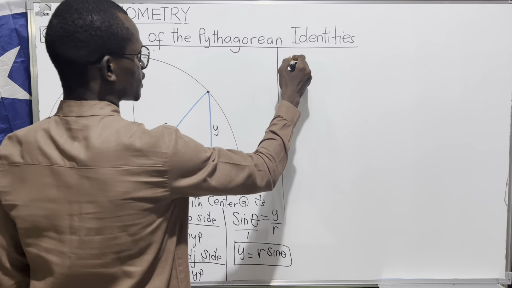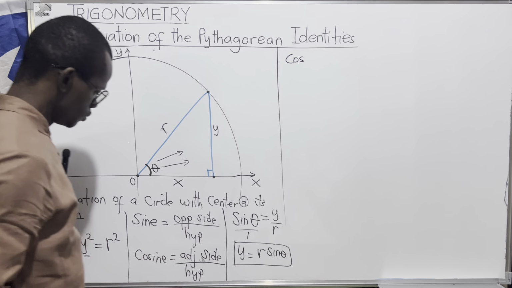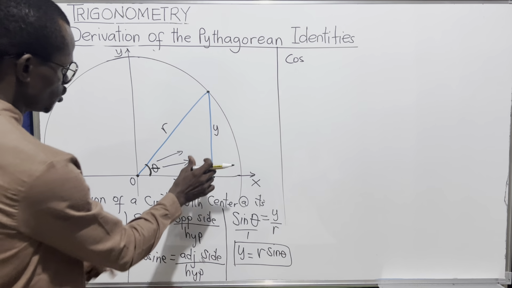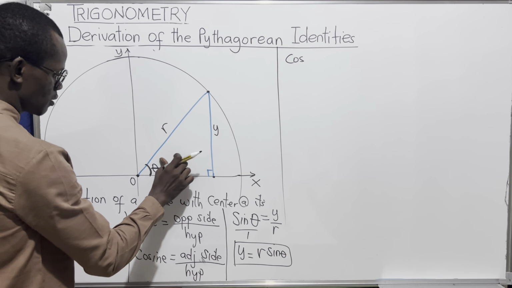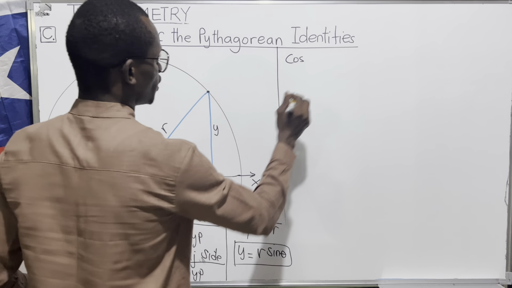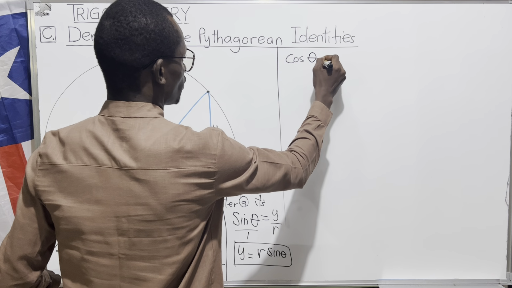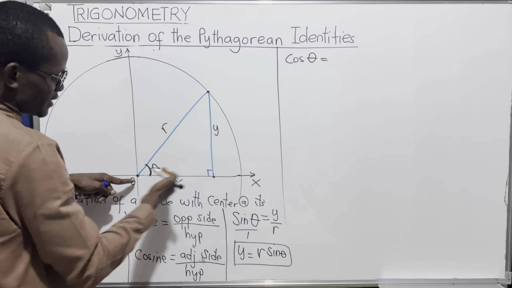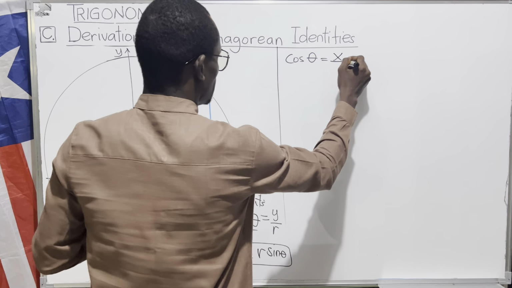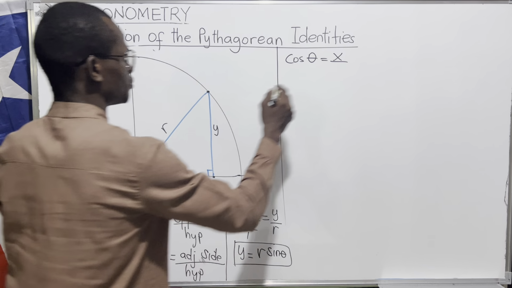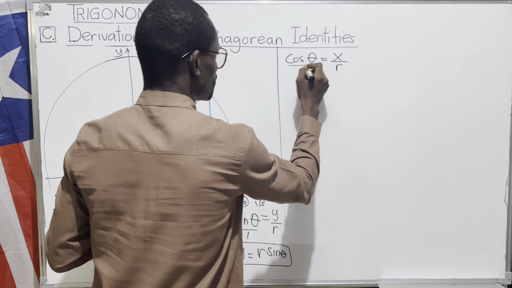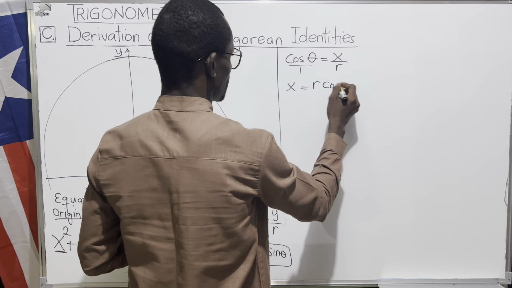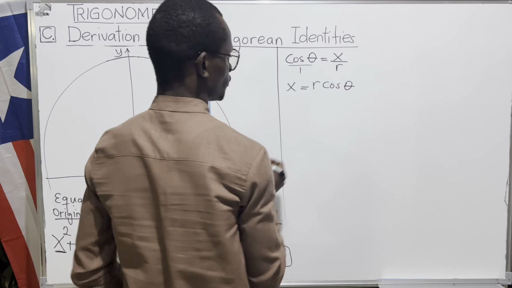Then we move to cosine. We know that cosine is equal to the adjacent side over the hypotenuse. So we can define cosine on this triangle. We say cos of theta equals the adjacent side, which is x, over the hypotenuse, which is r. So we cross multiply: x times 1 is x, r times cos of theta is r cos of theta.